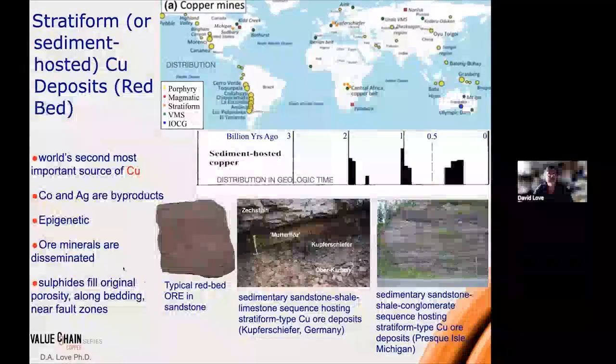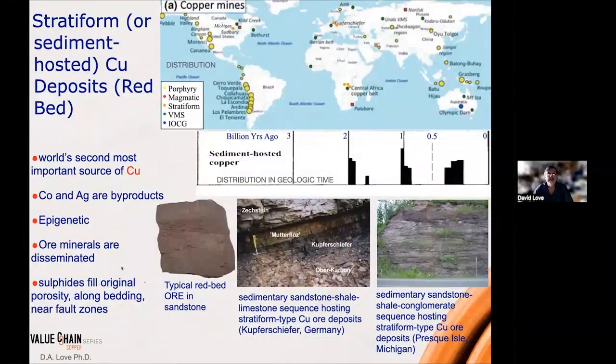Moving on, sediment-hosted copper deposits. These are sometimes called stratiform. They're sometimes called red bed. There are two big producing camps of these today, the Central African Copper Belt and the Kupferschiefer, which is German for copper shale, in eastern Germany and Poland. Michigan over here in North America used to be a big producing camp of these.